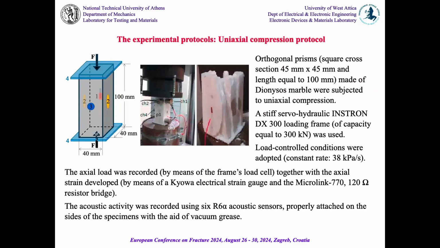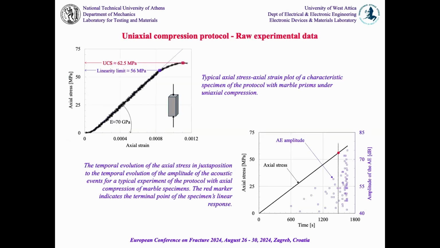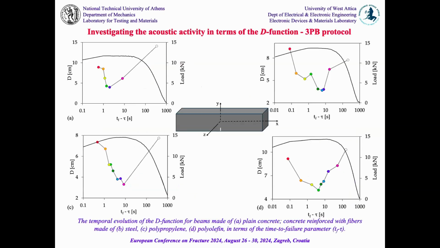And the last protocol is a simple uniaxial compression test, again with many sensors. You can see also here the mechanical response, as it is expected for a brittle material, almost linear. We have an onset of non-linearity at relatively high stress levels, and again the axial stress in juxtaposition to the amplitude of the acoustic sources. Now, we apply what I mentioned previously. We divided the time series of acoustic events into a number of subgroups depending on their total number.